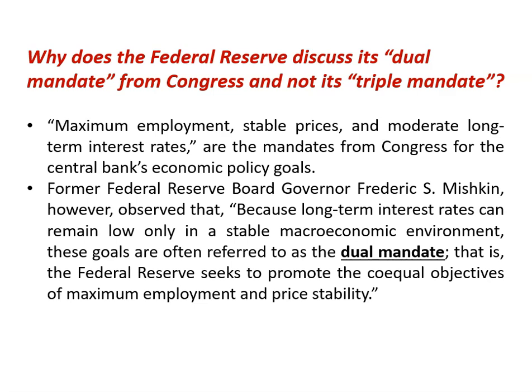However, former Federal Reserve Board Governor Frederick Mishkin observed that, because long-term interest rates can remain low only in a stable macroeconomic environment, these goals are often referred to as the dual mandate. That is, the Federal Reserve seeks to promote the co-equal objectives of maximum employment and price stability. Thus, interest rates are a consequence of the other two mandates being successfully achieved. Finally, I should say that the Fed now is beginning to reference its triple mandate a little more, especially in its monetary policy reports.